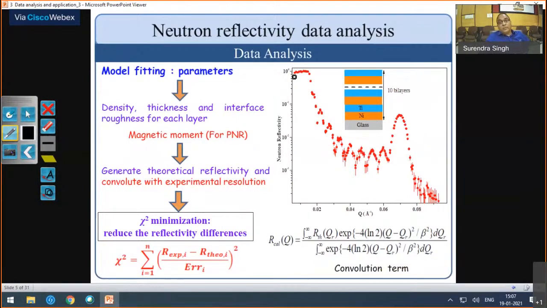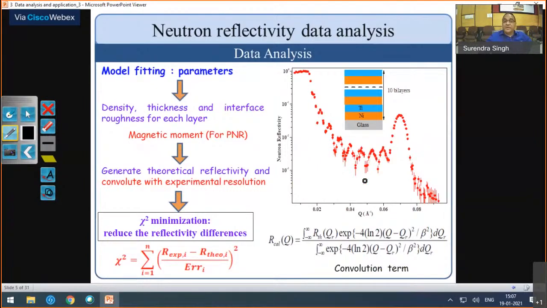Because any instrument has a resolution, whatever data we are getting is convoluted with the instrument resolution. So comparing the theoretically generated data with experimental data is not possible just by comparing directly. If you calculate reflectivity and you have an experiment, you can't just compare both of them. You have to either deconvolute your experimental data or convolute your theoretical data with the same resolution parameter, and then you can compare both plots, and that comparison is required for model fitting.